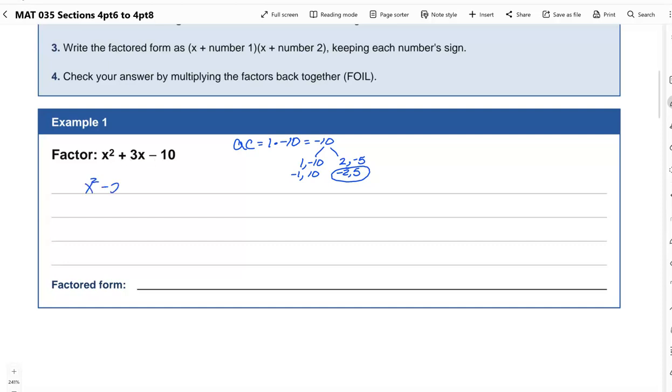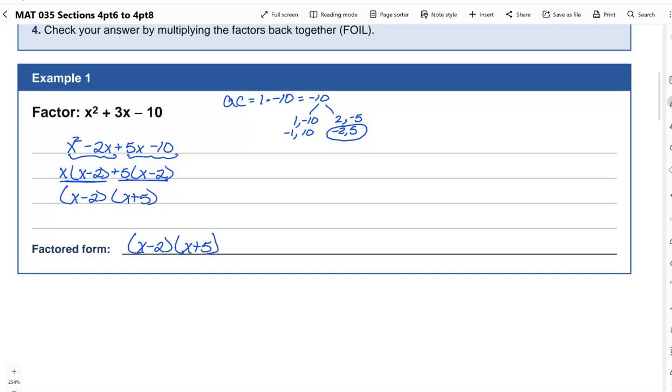So x squared minus 2x plus 5x minus 10. That middle still adds up to 3x. Group the first two, factor an x out. That leaves us with x minus 2. Group the second two, factor a 5 out, leaving us with x minus 2. So we have x minus 2 as our group that they have in common. Leftovers are x plus 5. So we have x minus 2 times x plus 5. And if we wanted to check it, we could just multiply everything back out. And when we do, we should end up with what we started with.